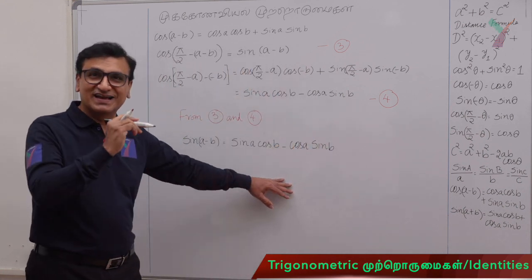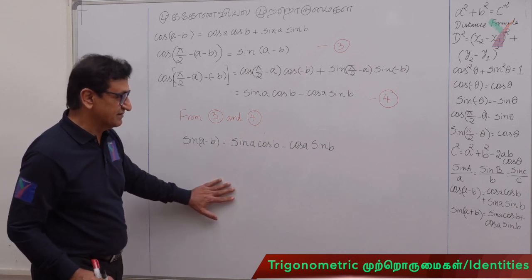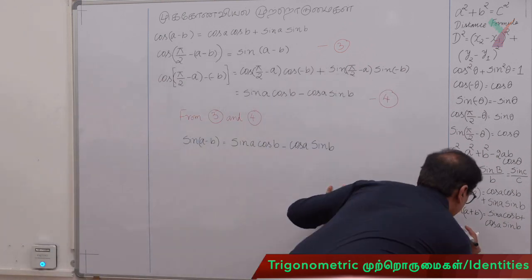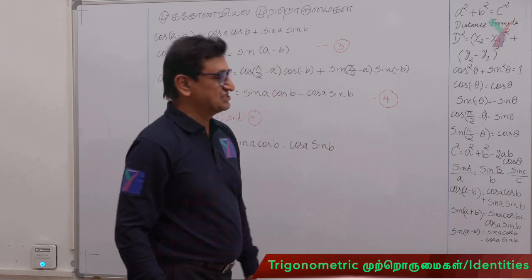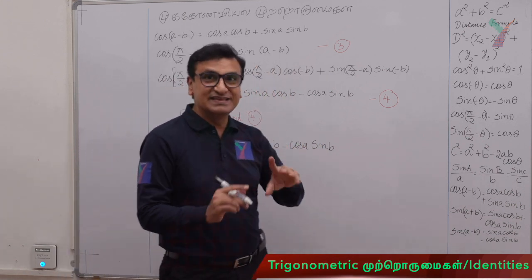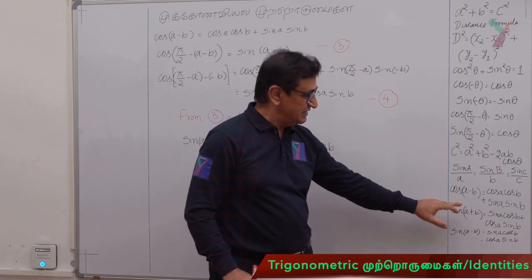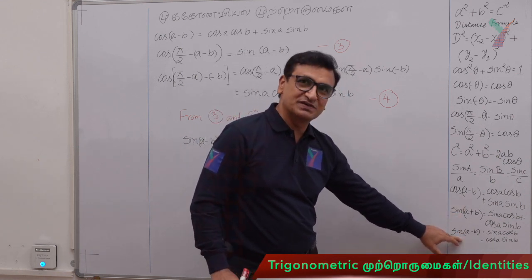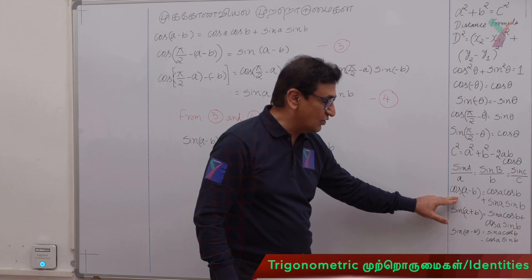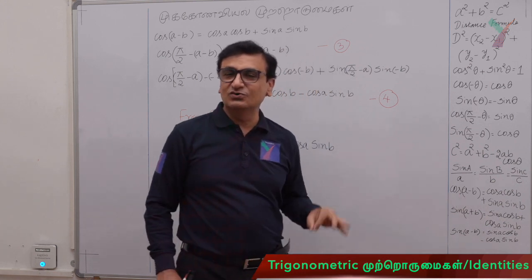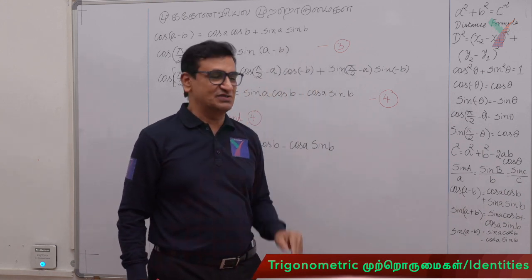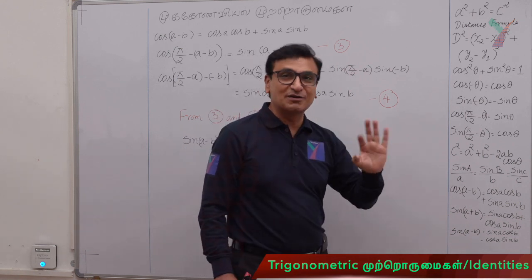இது நம்மளோட அடுத்த ஐடென்டிட்டி sin a minus b identity. Let me put it here. Next, what is left out? In the angle sum and difference formula, we have cos a minus b, sin a plus b, sin a minus b. Then, what is left out is cos a plus b. After that, we will do tan a minus b and tan a plus b. So, first, cos a plus b.